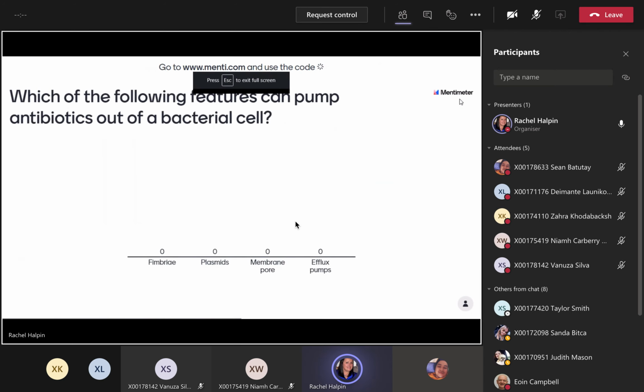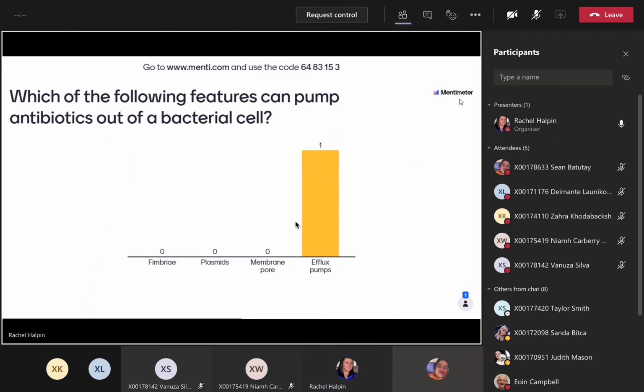Which of the following features can pump antibiotics out of a bacterial cell? 4 options. Anybody else?